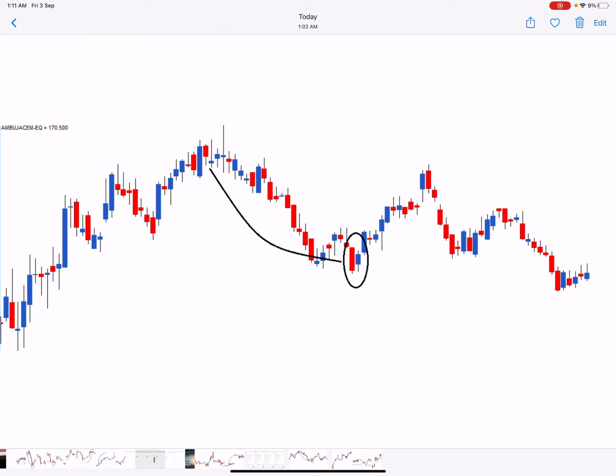The risk averse can initiate a long trade at the close of the day after P2, only after confirming that the day is forming a blue candle. The lowest low of the pattern will be the stop loss for the trade.